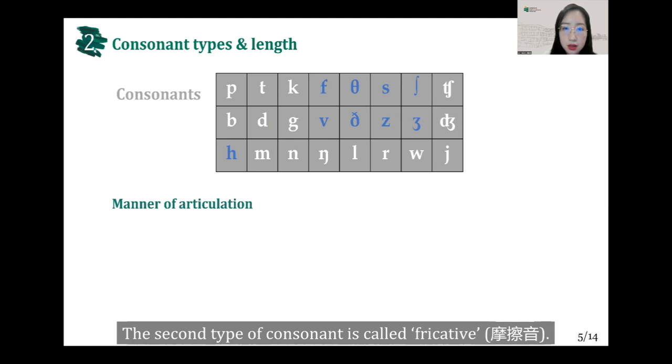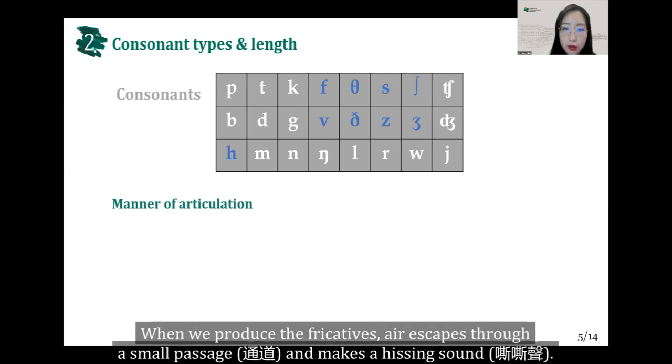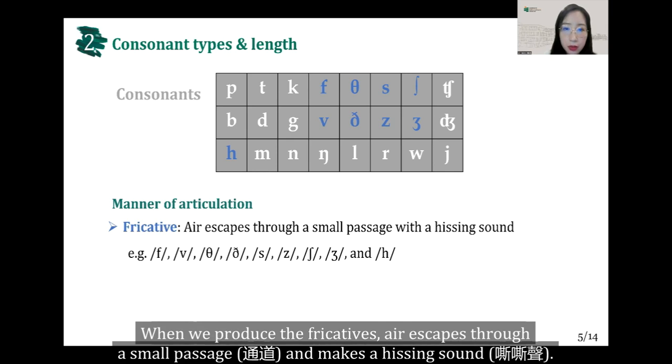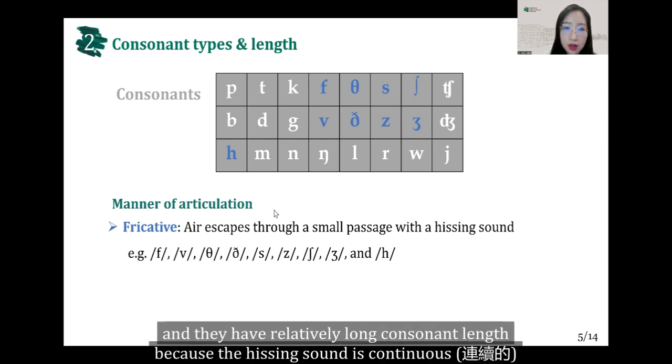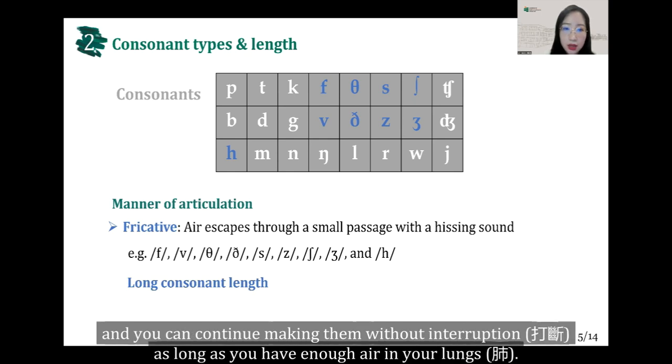The second type of consonant is called fricative. When we produce the fricatives, air escapes through a small passage and makes a hissing sound. The fricatives in English include f, v, z, sh, z, and they have relatively long consonant length because the hissing sound is continuous, and you can continue making them without interruption as long as you have enough air in your lungs.